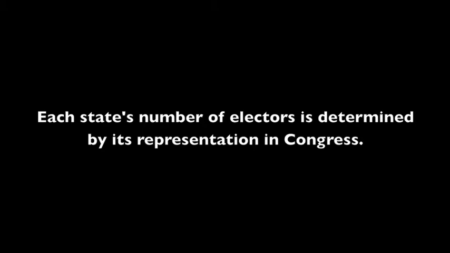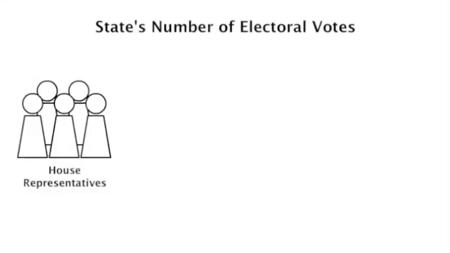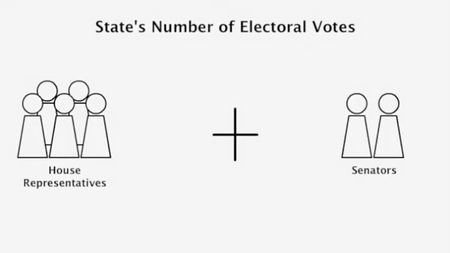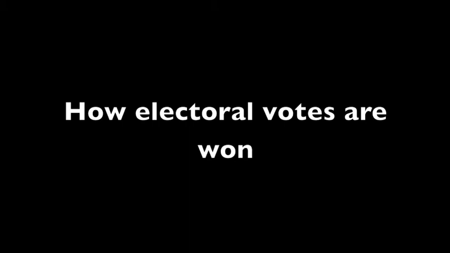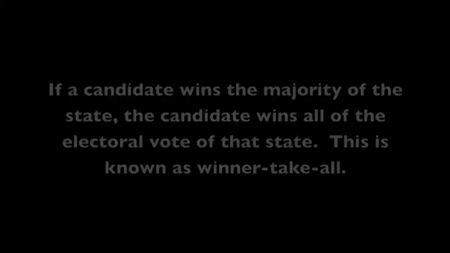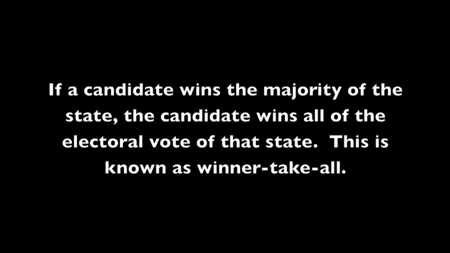Each state's number of electors is determined by its representation in Congress. Basically, it is the number of House representatives plus the number of senators. If a candidate wins the majority of the state, the candidate wins all of the electoral votes of that state. This is known as winner-take-all.